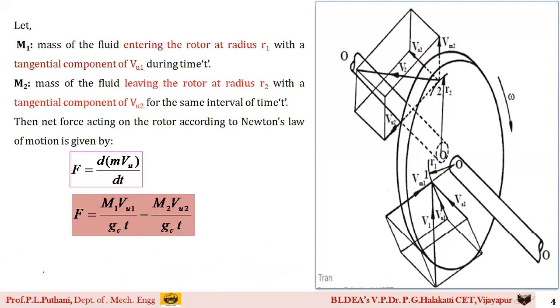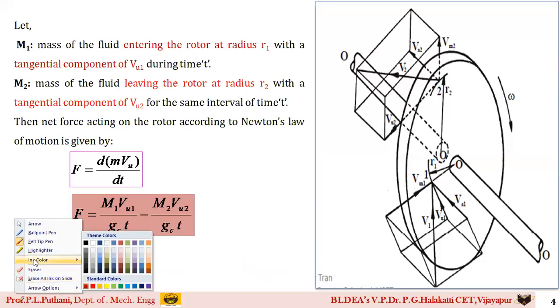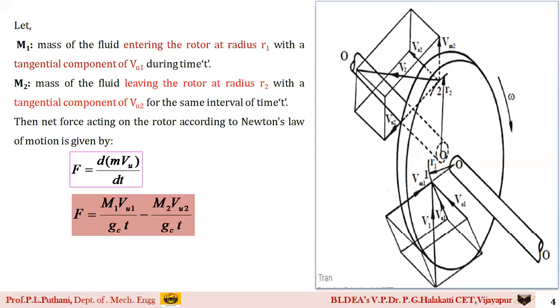So in this way, the force for the mass of fluid entering and the mass of fluid leaving, we write as M1 Vu1 by gc into T minus M2 Vu2 by gc into T. Why the minus sign here?